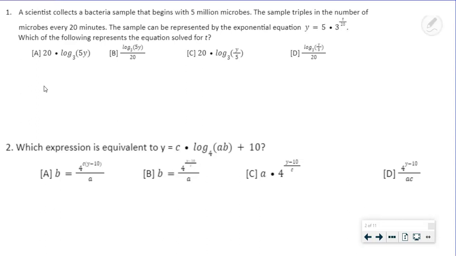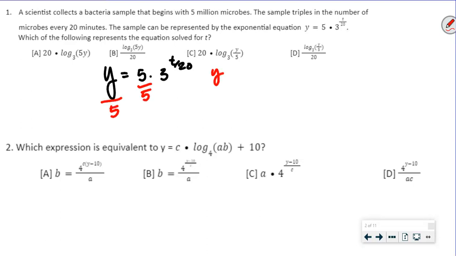So what we want to do with this one is get everything but t to one side. First of all, I'm going to rewrite the equation. The very first thing I'm going to do is divide by the 5, because I want to get the t by itself. So I'm going to divide by 5. That gives me y over 5 is equal to 3 to the t over 20.